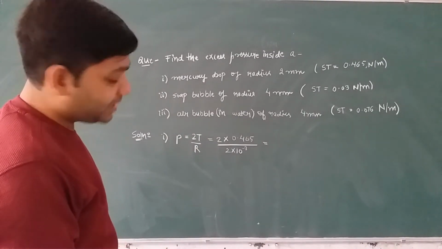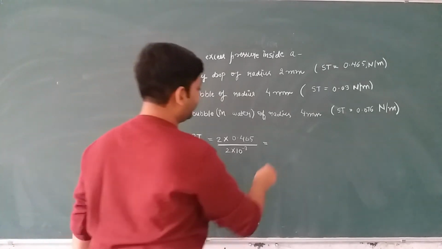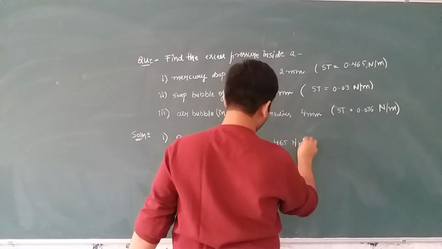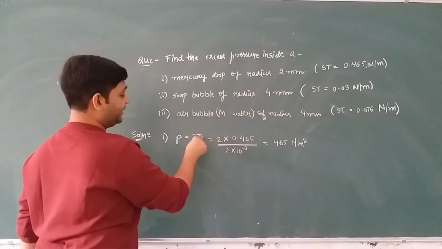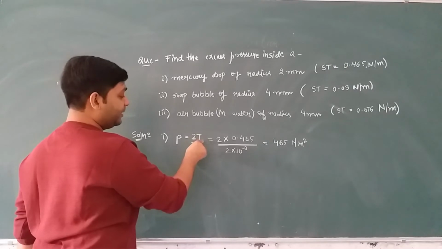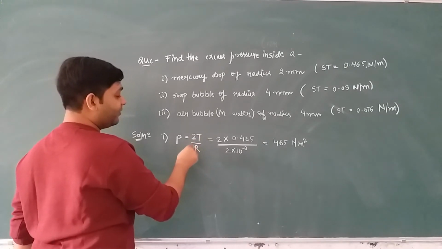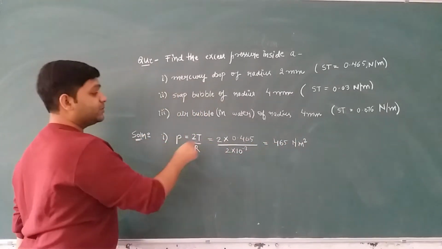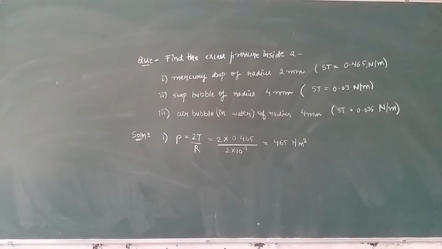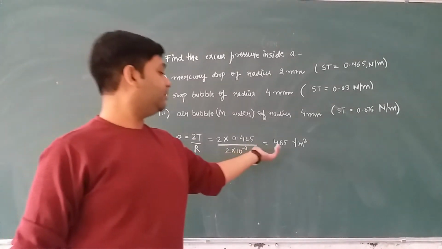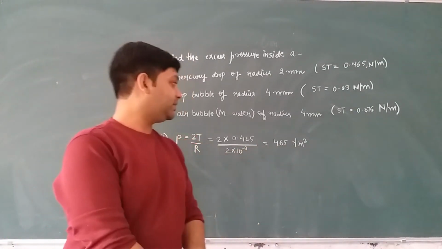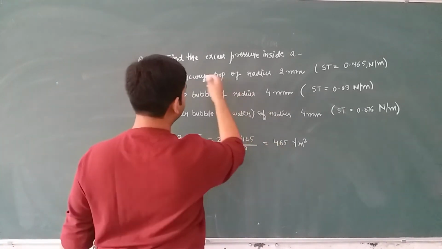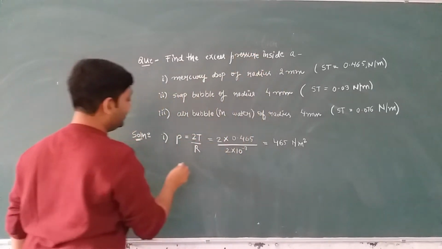On solving this, the answer comes out to be 465 Newton per meter square. The value of T, surface tension, is Newton per meter, and R is radius in meters, so the value of excess pressure becomes Newton per meter square. Already we know the unit of pressure is Newton per meter square, force upon area. So this is the value of excess pressure inside a mercury drop of radius 2 millimeters.